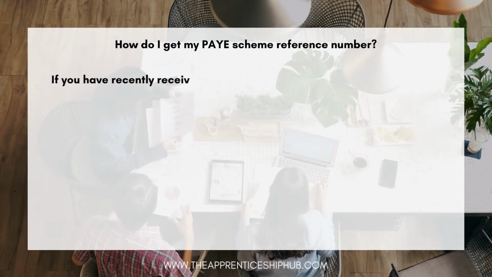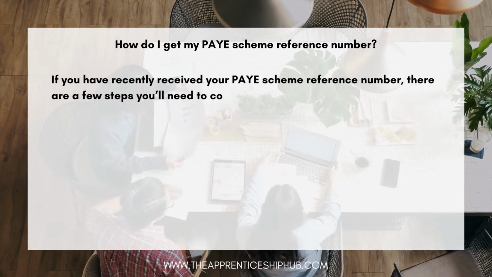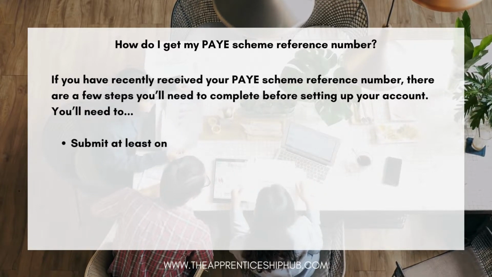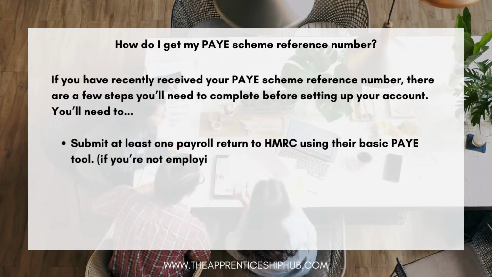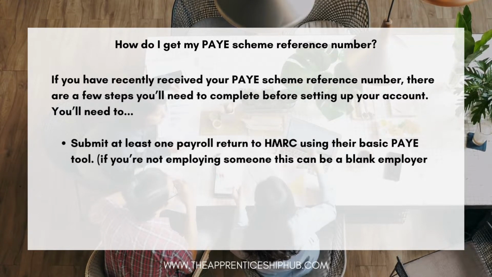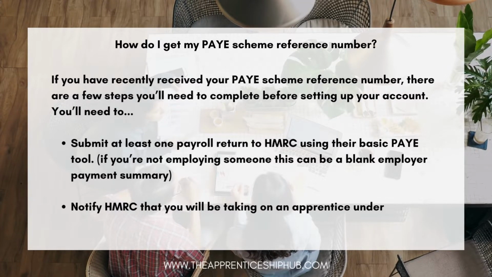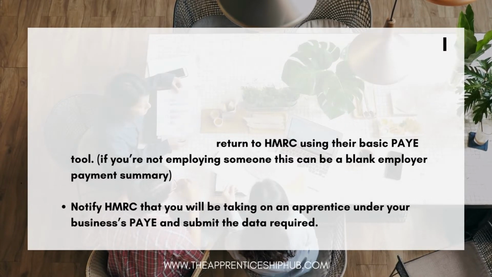If you have recently received your payee scheme reference number, there are a few steps you'll need to complete before setting up your account. You'll need to submit at least one payroll return to HMRC using their basic payee tool. If you're not employing someone, this can be a blank employment payment summary. Notify HMRC that you will be taking on an apprentice under your business's payee and submit the data required.